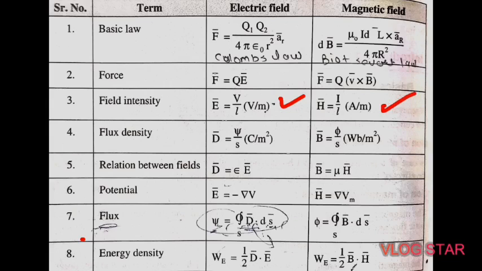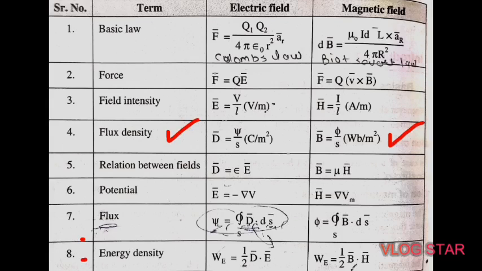Then the fourth point is flux density. If you want to represent the flux density for the electric field, then it is given by D bar is equal to psi by S, where the unit of psi is coulomb and S is the surface area, that is meter square. So it is given by coulomb per meter square. And if you consider the magnetic flux density, then it is given by B bar is equal to phi by S, that is Weber, or we can say flux lines per unit area, that is Weber per meter square. So this is the electric flux density and this is the magnetic flux density.